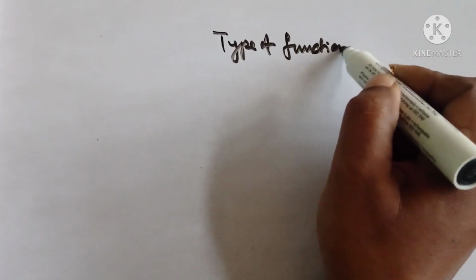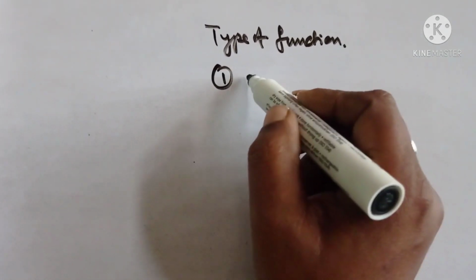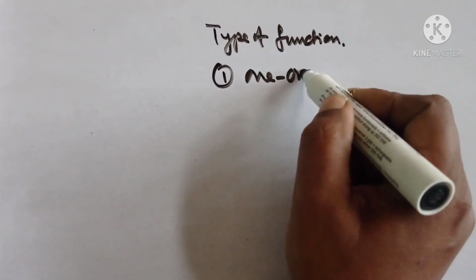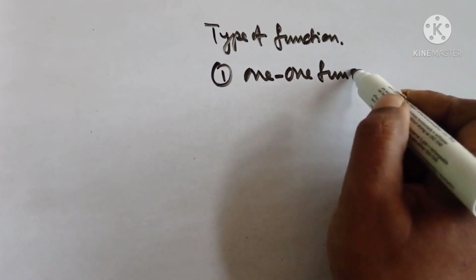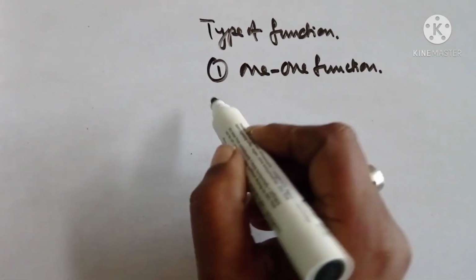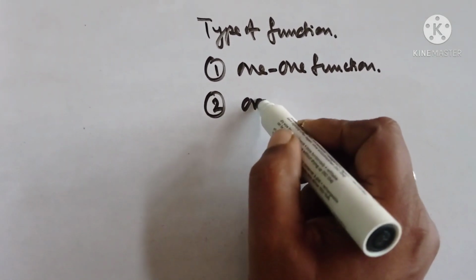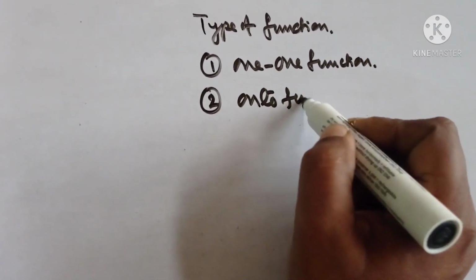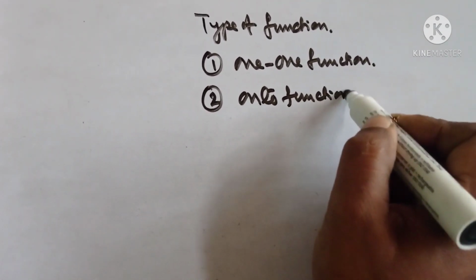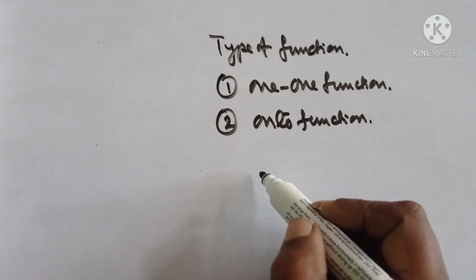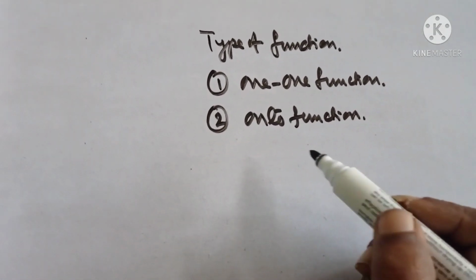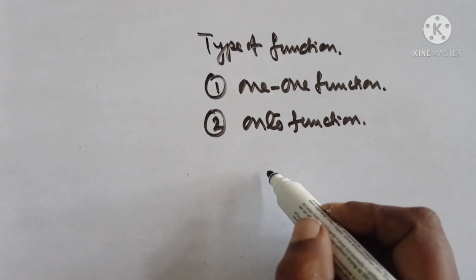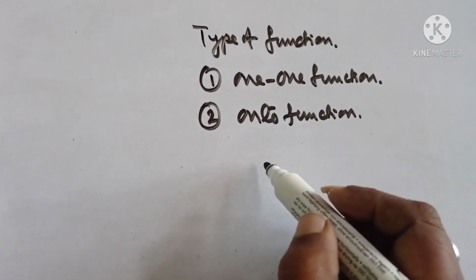Types of functions. There are two types of functions. One is the one-one function, and the second is the onto function. Now, what is a one-one function? From the word itself, it is already clear to you.